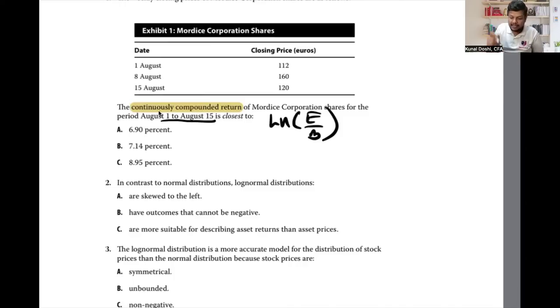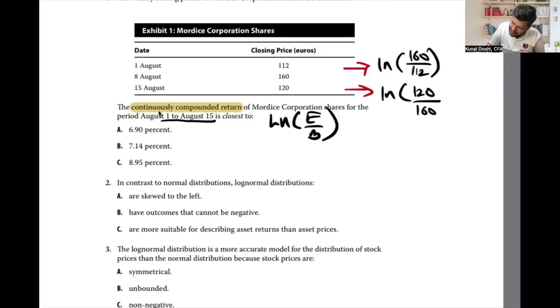So since there are three prices, you'll get two returns. The first between August 1 and August 8. So my value will be log normal 160 over 112. And the second one will be log normal ending value 120 over 160. These two returns will be my returns individually for both the periods. Got it? So I will do this 160 divided by 112 equal to, and then press ln.